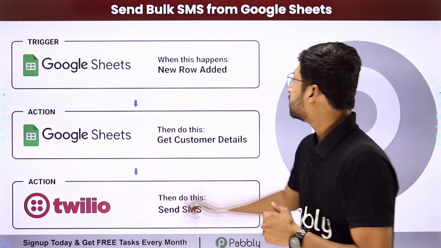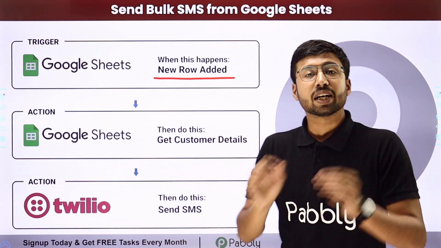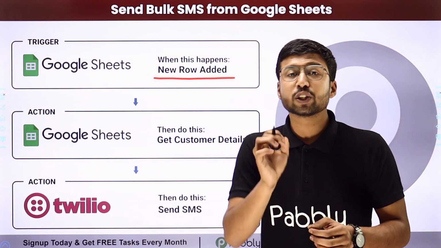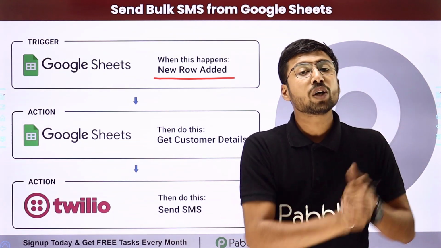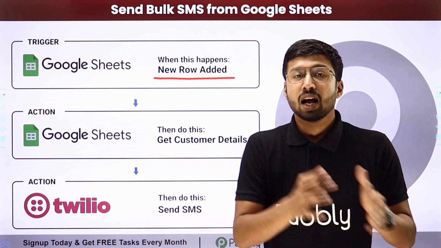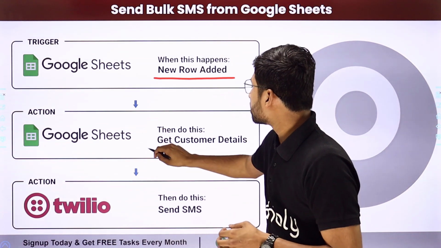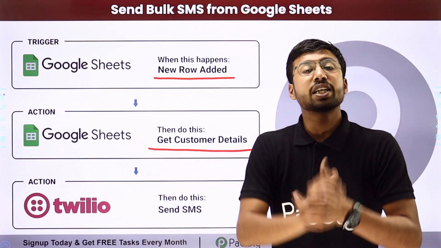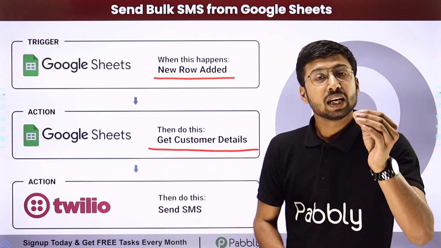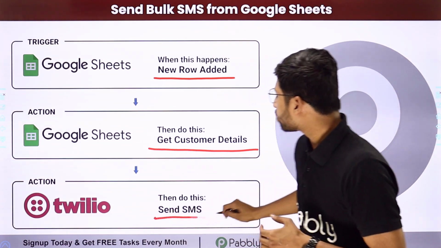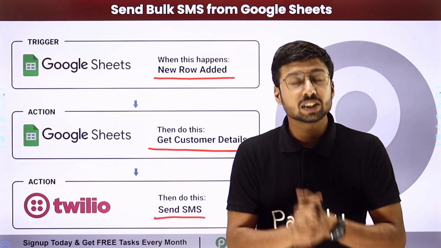In this automation, just by adding a new row of data, just by adding the SMS message which you want to send to your customer in a Google Sheet, this automation will trigger. After that, from our customers Google Sheet, we are going to get the details of all the customers to whom we want to send the SMS. And after that, using Twilio, we are going to send the SMS message to all the customers in bulk.